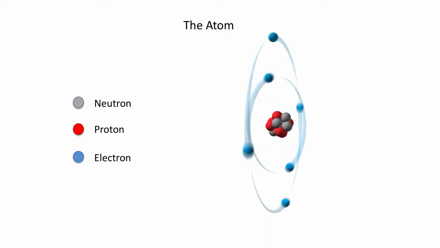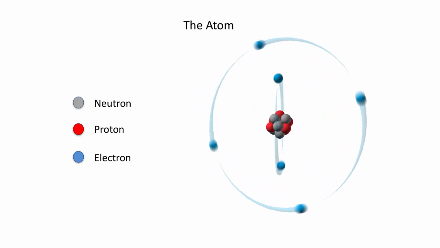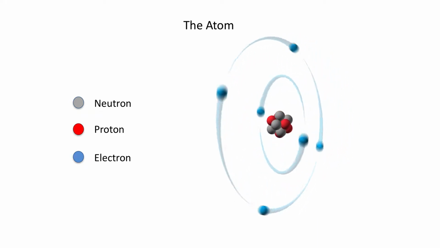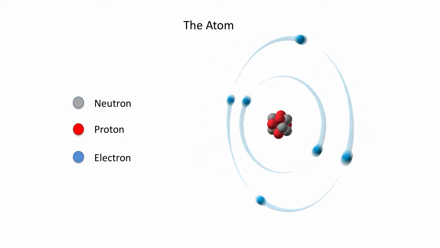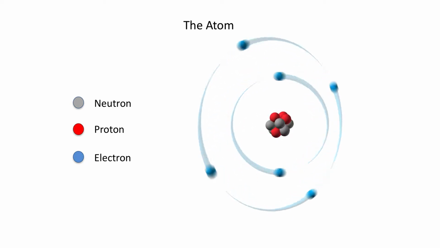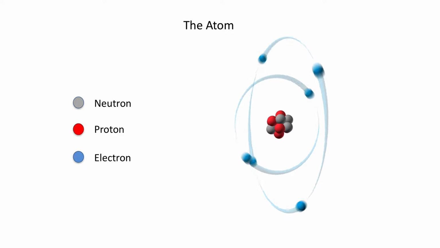Atoms have a very specific structure. The center of the atom is called the nucleus. You can see the nucleus at the center of the atom here in this picture. The nucleus is made up of two small particles, protons in red and neutrons in gray. Electrons, seen here in blue, orbit around the nucleus.